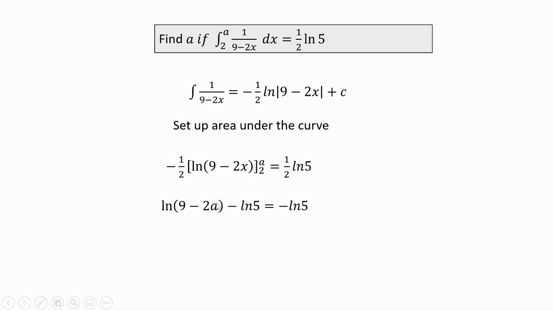Okay, so now I want to sub in a and I want to sub in 2. So I've got ln of (9 minus 2a) minus the ln of 5, clearly. Just using your log laws, that would be the ln of (9 minus 2a) over 5 is equal to 1 over 5, because that would be ln 5 to the minus 1. And now you can say 9 minus 2a is equal to 1, so a is equal to 4. This requires a bit of algebra and a bit of log knowledge. Okay.